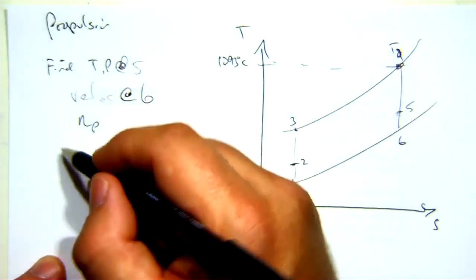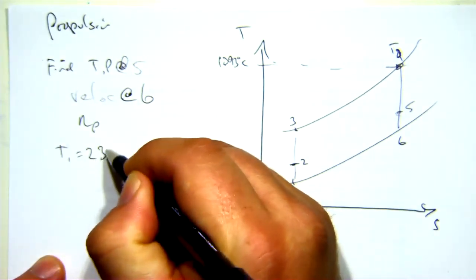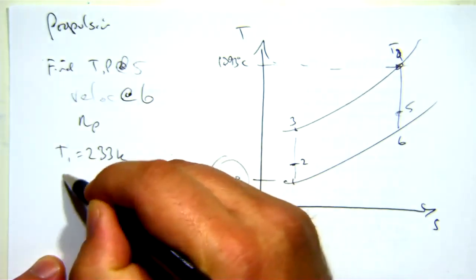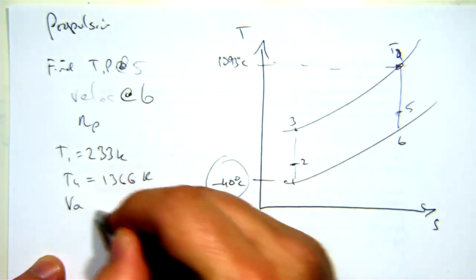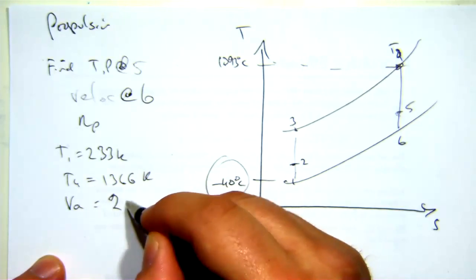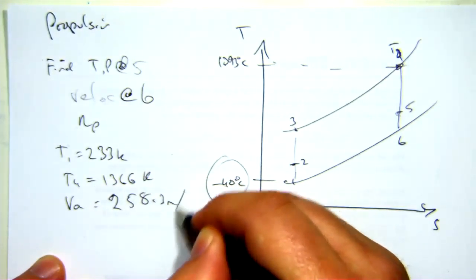If we begin to map our way through here, we've got T1 equals 233 Kelvin, T4 equals 1366 Kelvin, V aircraft equals, the V aircraft was given to you in kilometers per hour and you can't use that. So I need to go to meters per second.